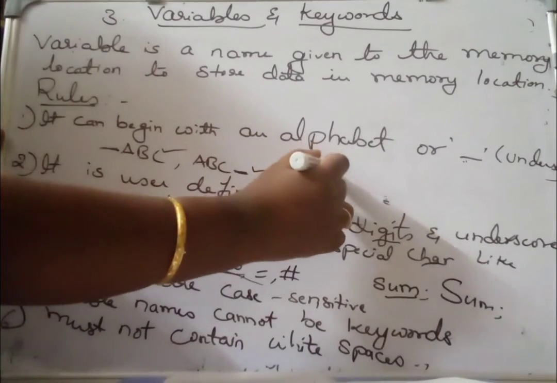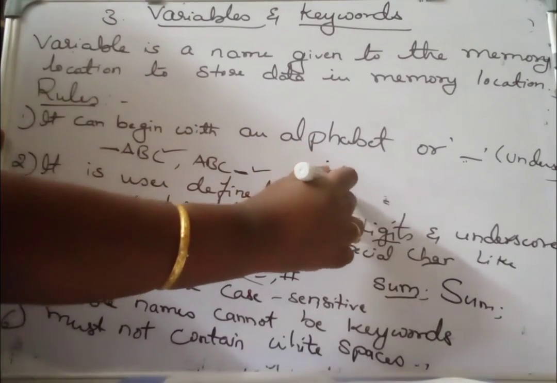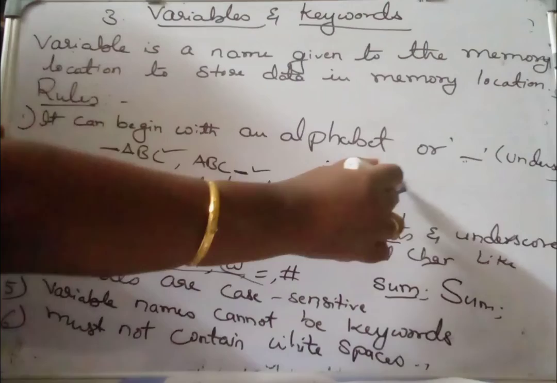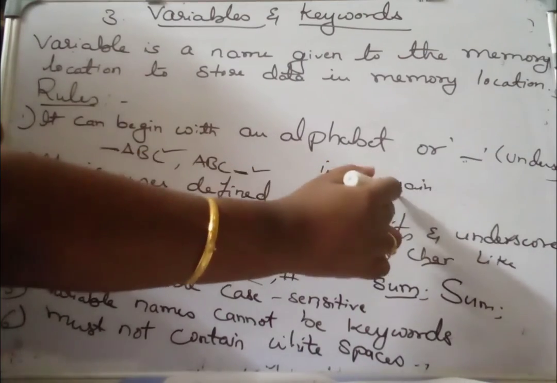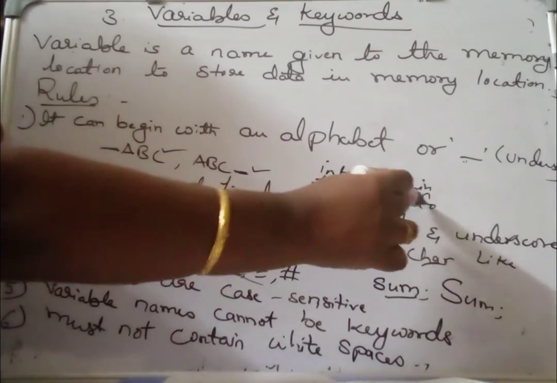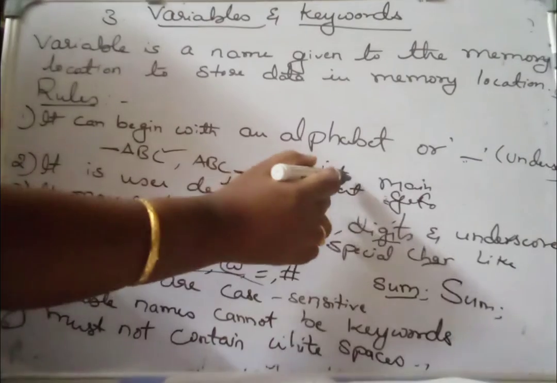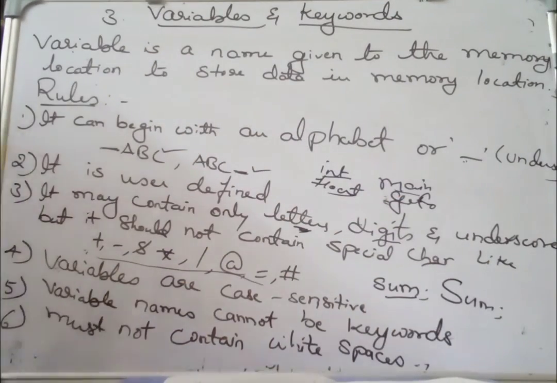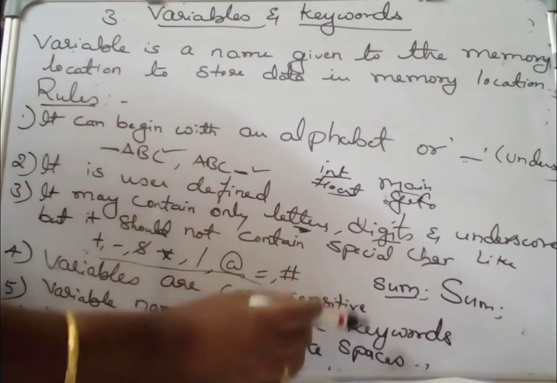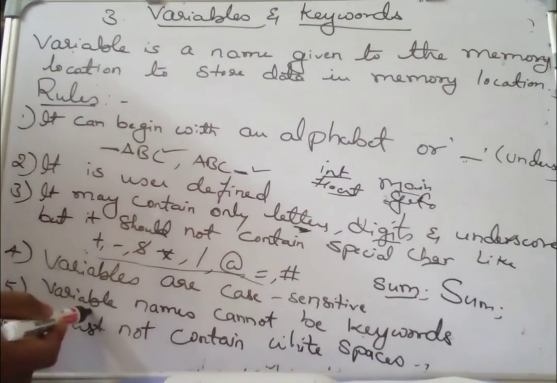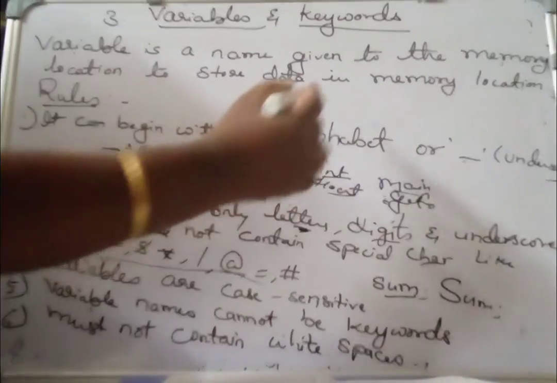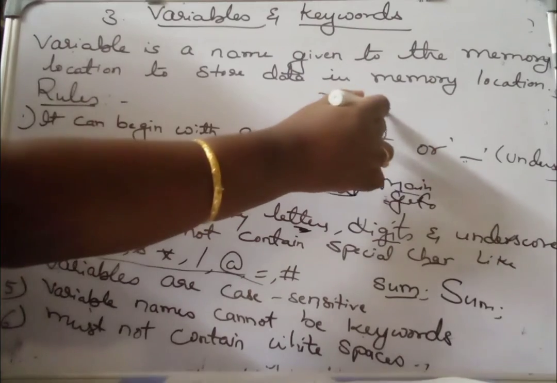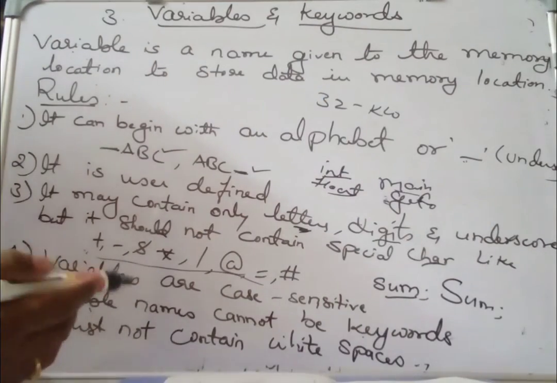For example, we have keywords like int, float, char, main, goto statement, break statement, continue statement, and so on. These are built-in words whose meaning is already predefined. Such keywords cannot be used as variables. Apart from the 32 keywords, anything can be used as a variable.